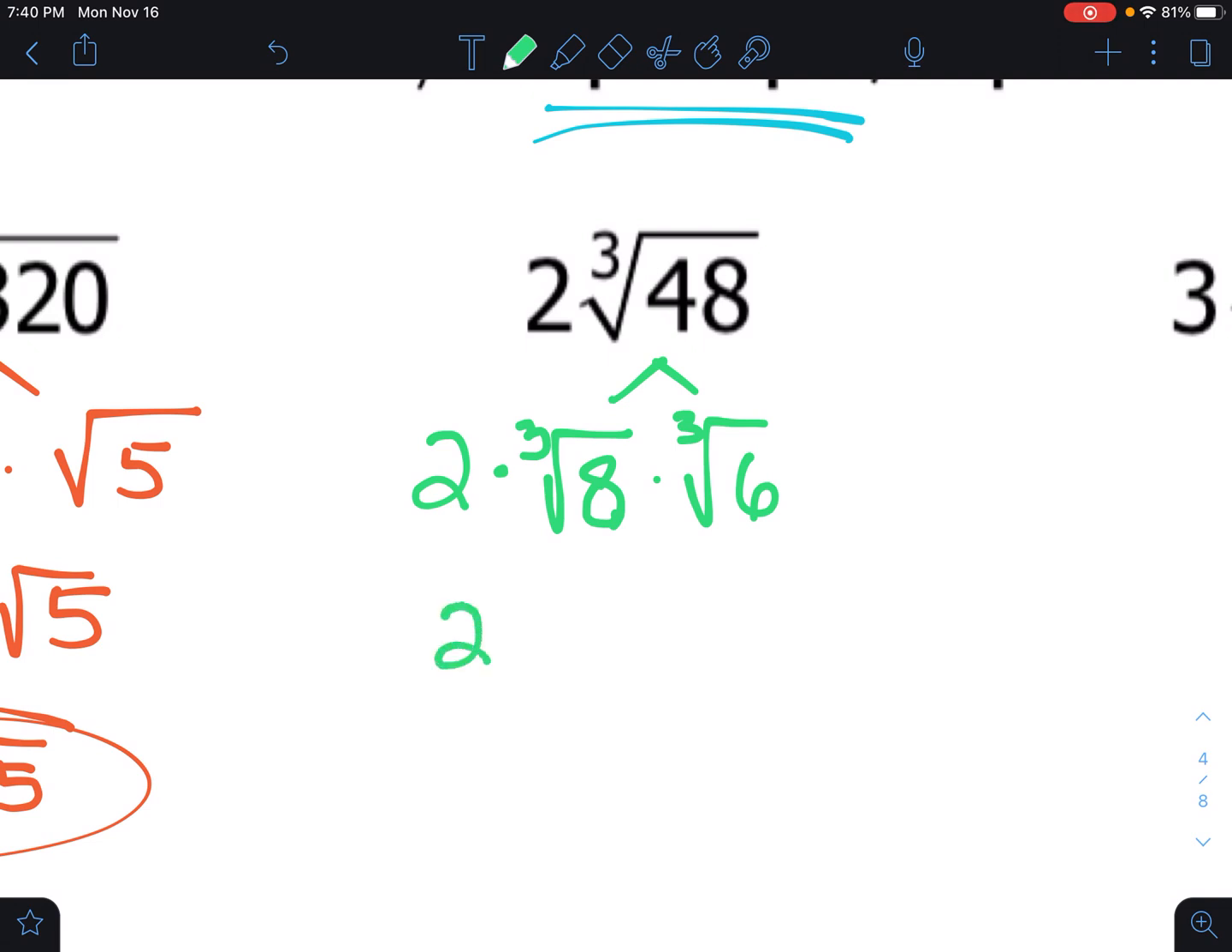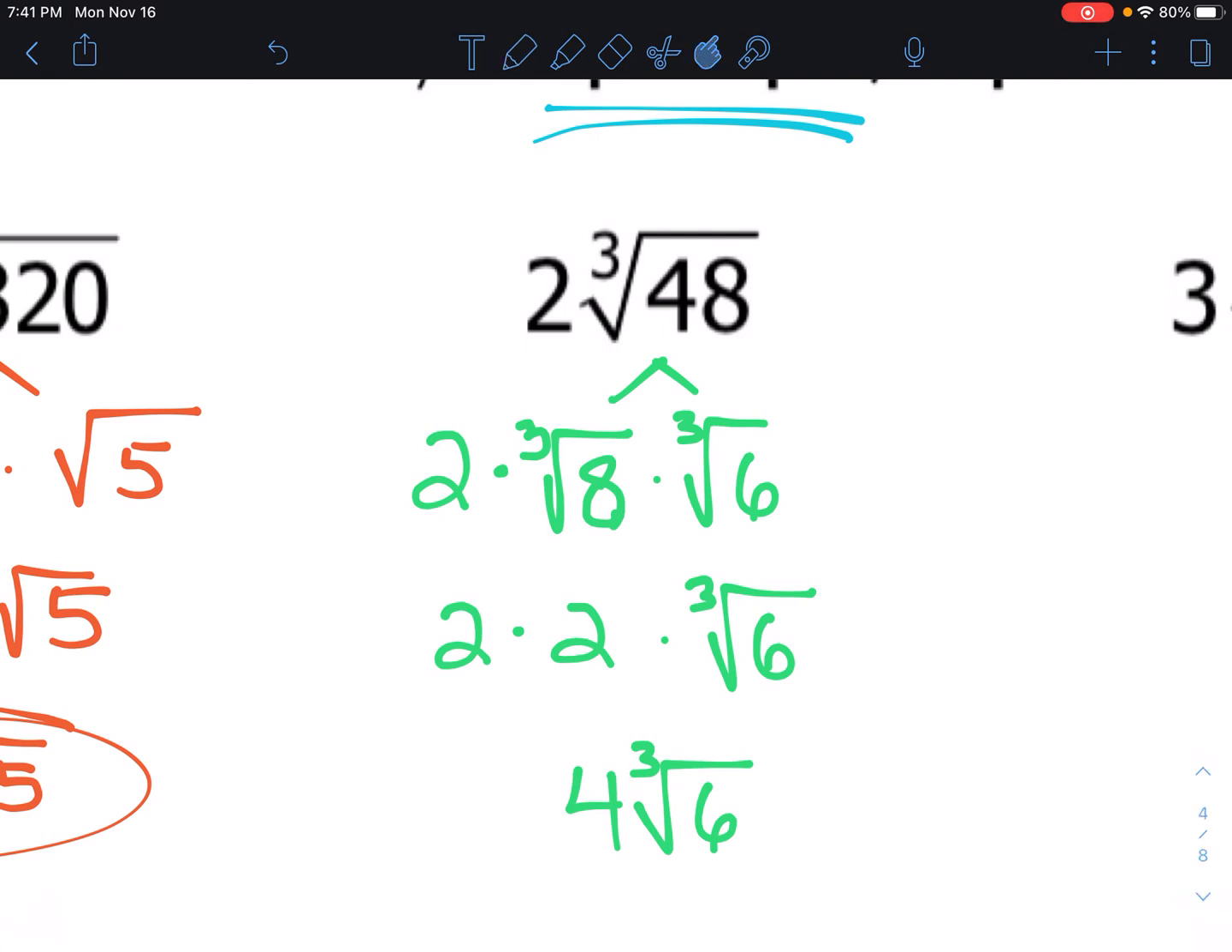So now 2 times the cube root of 8. Make sure you're always doing cube roots. It's easy to accidentally write 4 here or something. Just take your time. Okay, so now I have that. So now 2 times 2 is 4. Oh, I guess I don't need that dot. So this is 4 times the cube root of 6. And that's my answer. All right, hopefully that makes some sense.